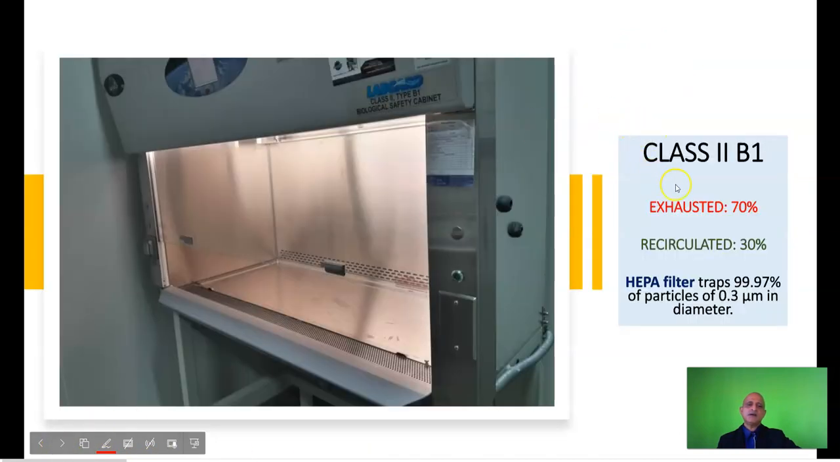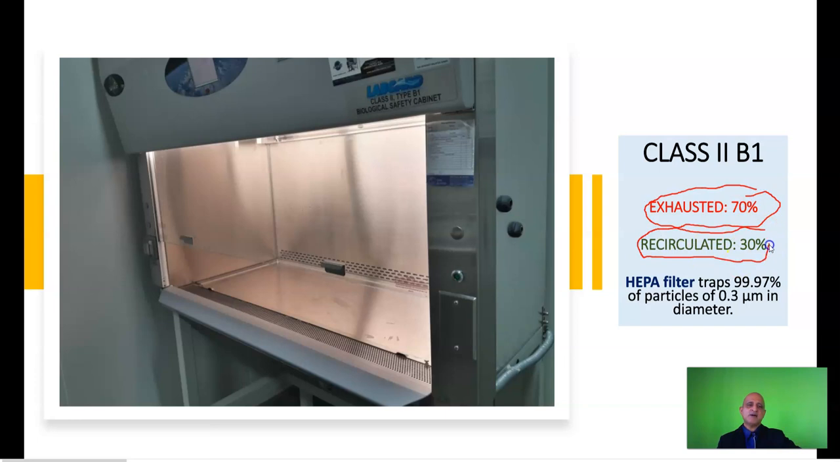The class 2B1 exhausts 70% of the air and recirculates 30% of the air. And the HEPA filter in all cases traps 99.97% of the particles, which are 0.3 micron in diameter. Now you will ask me, what happens to particles which are smaller in size than 0.3 micron? What you should note is that a HEPA filter consists of multiple layers of the filtering medium.